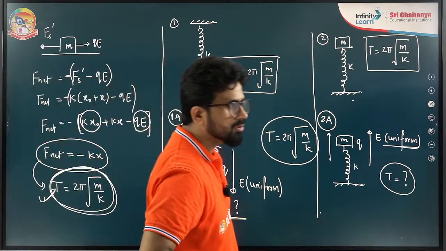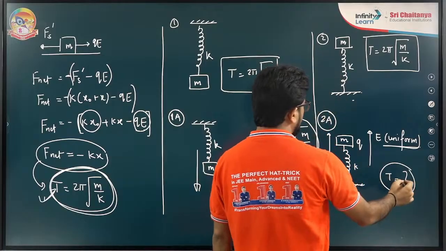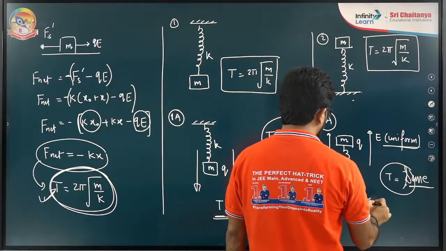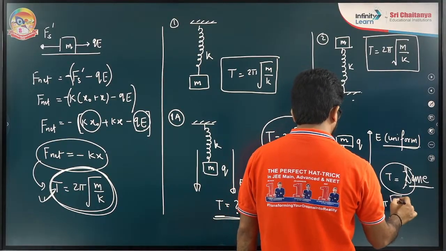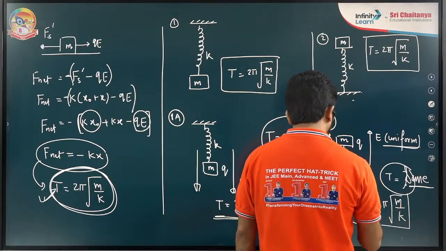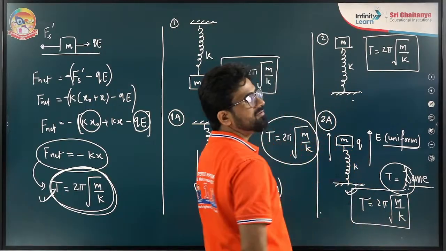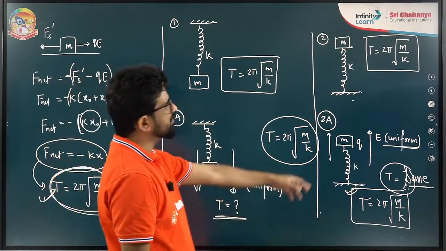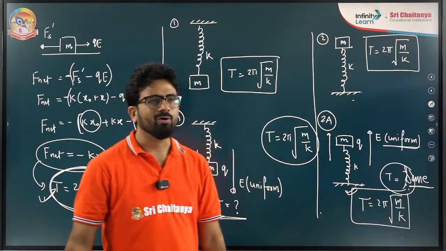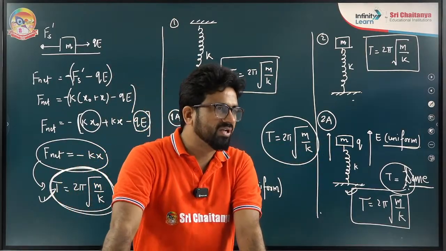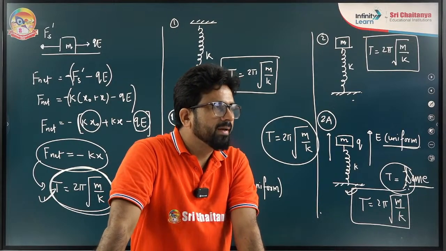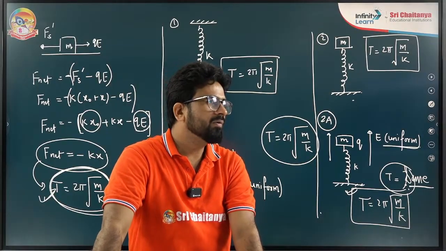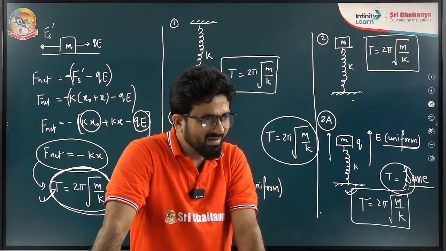This answer would also be the same. This time period would also be the same, beta. What is the answer? T is equal to 2 pi under root of m by k. So you should have this confidence in the paper. This confidence is required because the time period is not going to change due to QE. Only the equilibrium position is changing. Due to QE, what is changing? Equilibrium position. What is not going to change? Time period. Be clear about this concept.